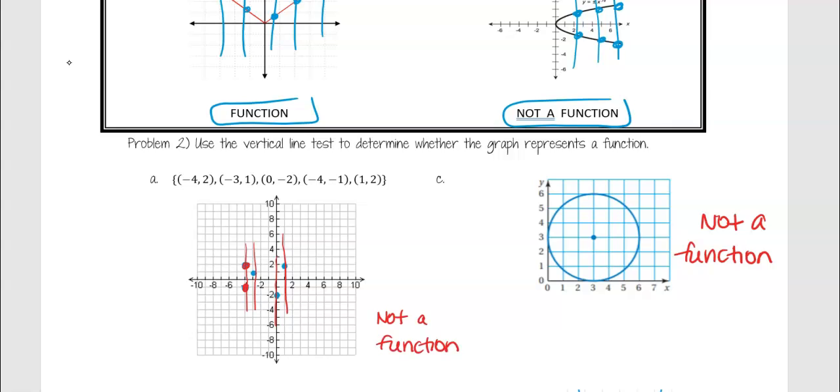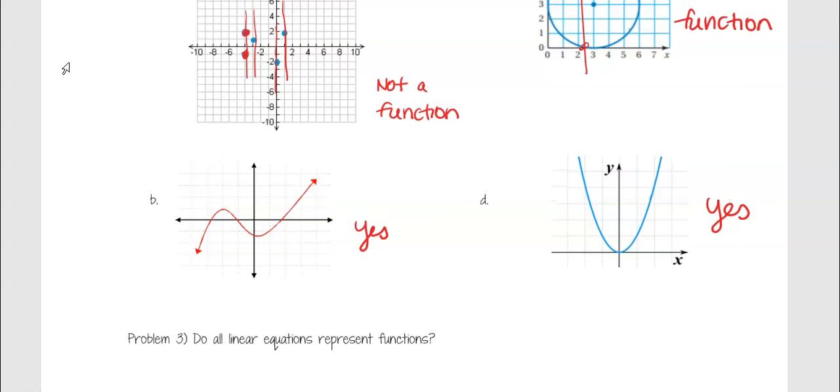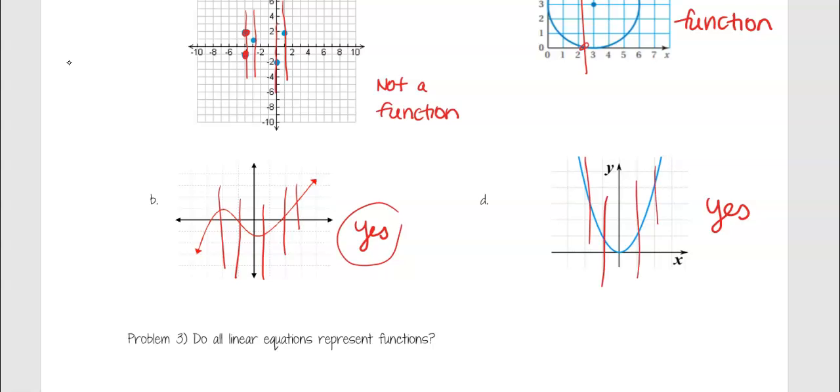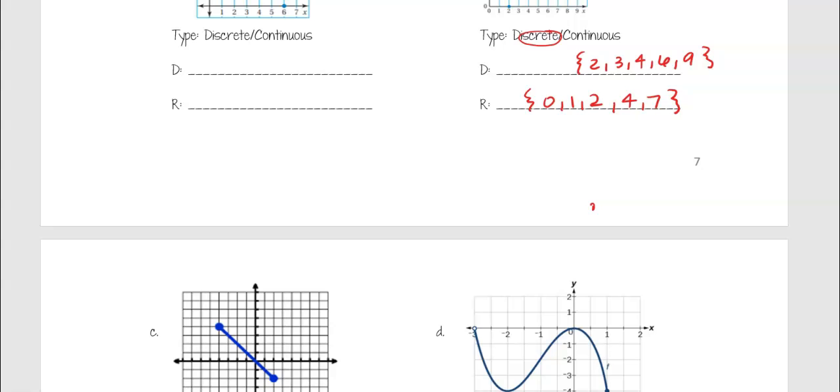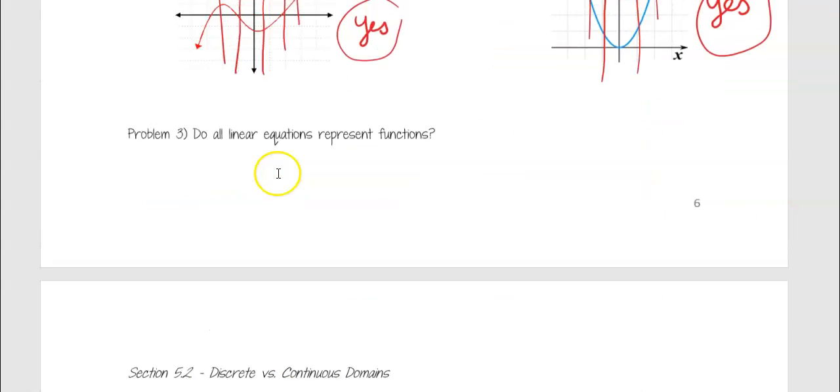What about C here, the next one? Vertical line, 2 points, not a function. Vertical line, vertical line, vertical line, vertical line, 1 point, yes, it's a function. Vertical line, vertical line, vertical line, vertical line, yes, it's a function. One time, one time, one time, one time.